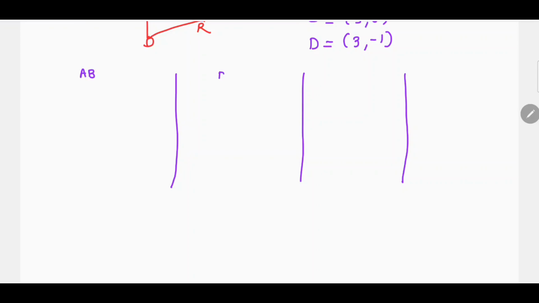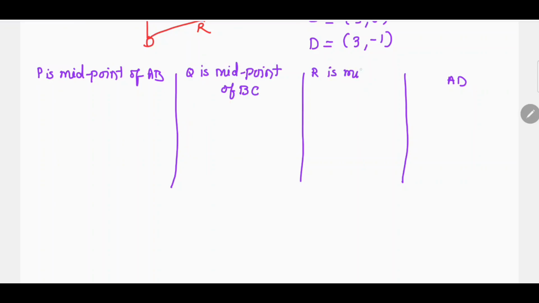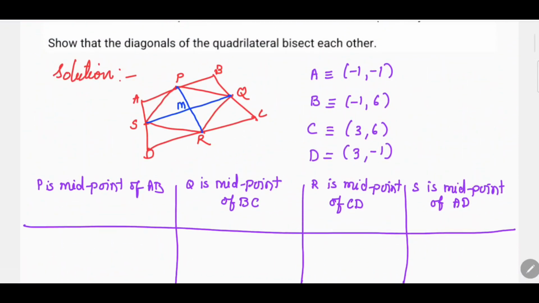Now we'll divide this into 4 parts: I will calculate the midpoint of AB, midpoint of BC, midpoint of CD, and midpoint of AD. P is the midpoint of AB, Q is the midpoint of BC, R is the midpoint of CD, and S is the midpoint of AD. For that we need the midpoint formula. So we will write down the midpoint formula. Midpoint M is equal to ((x1 + x2)/2, (y1 + y2)/2). We are going to use the midpoint formula for all these 4 cases.